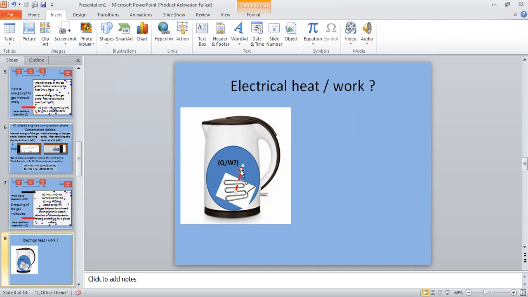So electrical energy comes here. This element, of course, we call heats up. And now there is a kind of energy transfer from the heat element to the water.